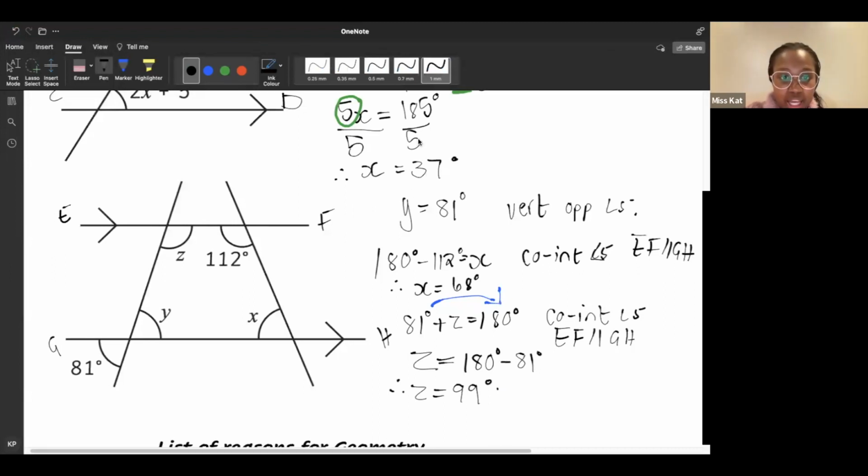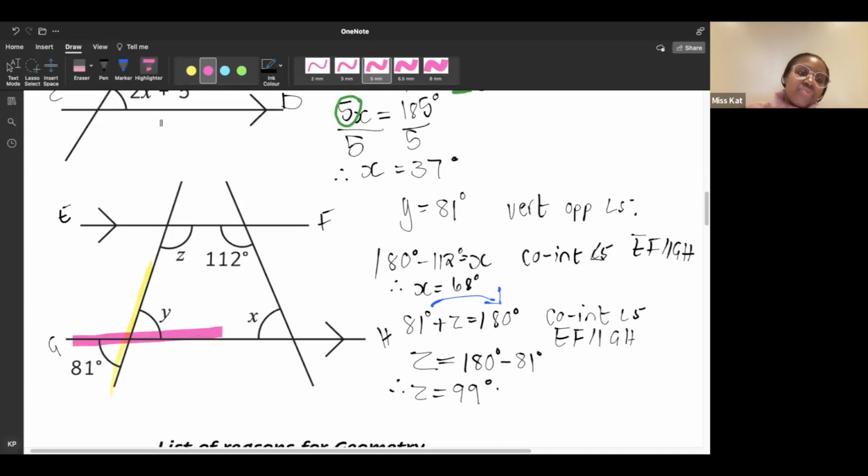Can I explain the first one, says Gabriella? Why y equals 81 degrees? I'm guessing Gabriella wasn't here when we did some straight line geometry. If you have two straight lines and they intersect, then the angles that are opposite each other will be equal. So y is equal to the angle opposite y, which is 81. And your reason is they are vertically opposite angles.